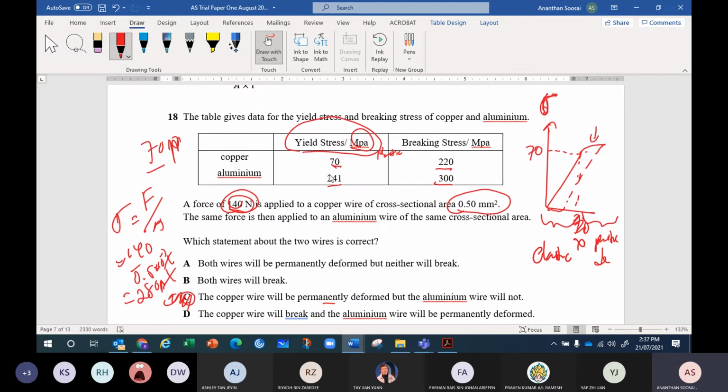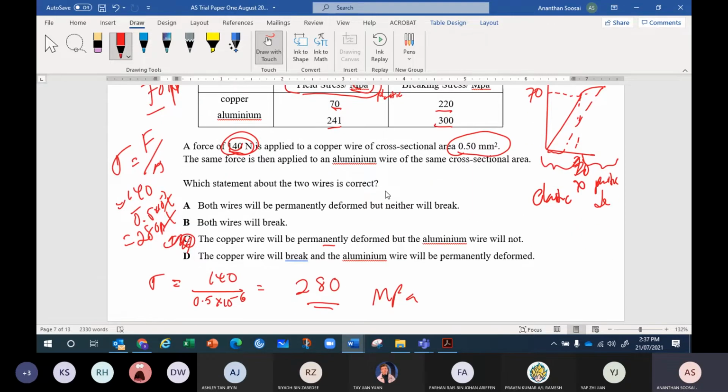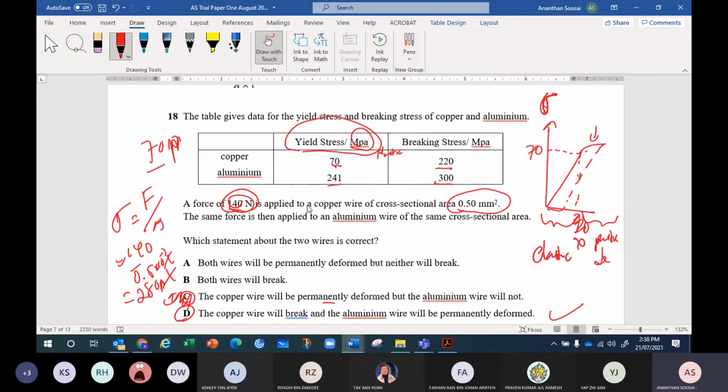Yeah. So 280 megapascal. The cutting point is 280 megapascal. So copper will break. Aluminium will be plastic deformation. So both wires will permanently deform. No, both wires will break. No, the copper wire will break. Aluminium will be permanently deformed. So then D is the answer, correct? Yeah. Oh, I didn't see the megapascal.